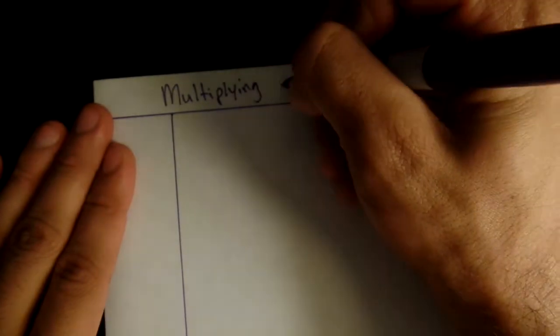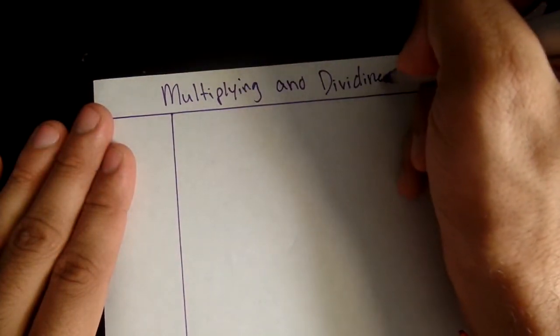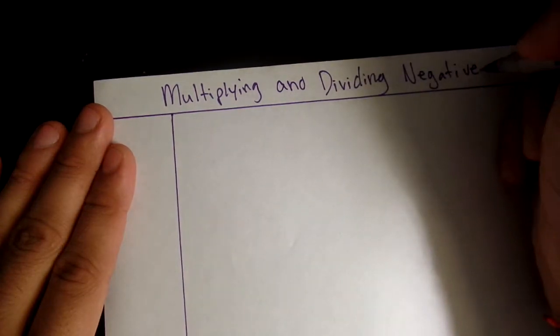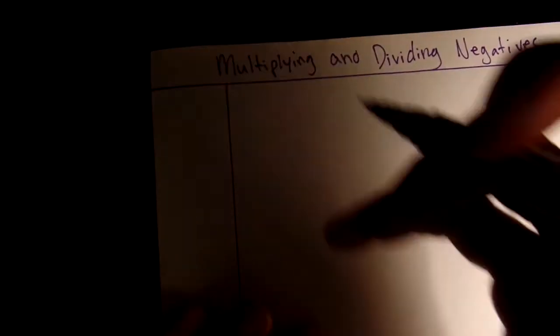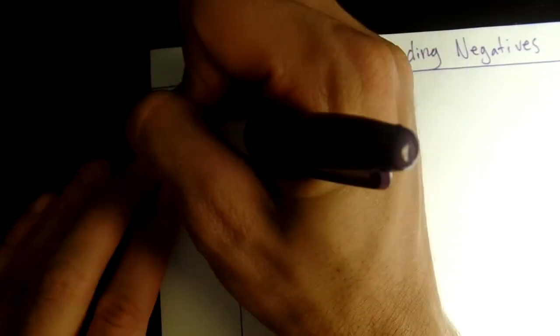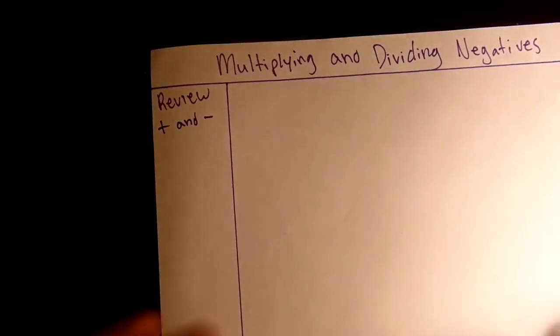Okay. So what we're going to do today is multiplying and dividing negatives. Okay. First thing I want to do though before we start this is to review adding and subtracting. A really quick review.